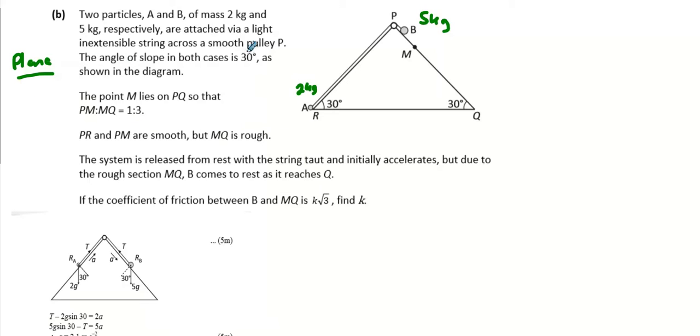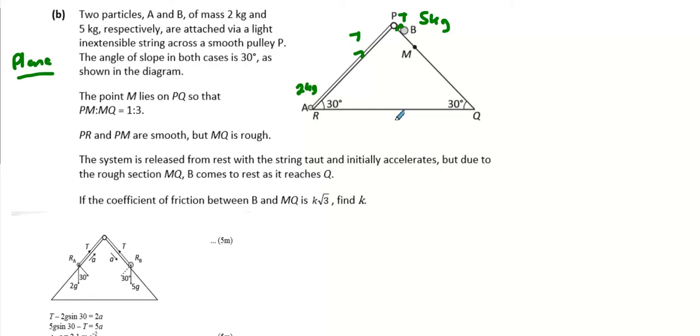Okay, the light and accessible string, so it's the same pulley, which means they have the same T value. Okay, that's all right. About 30 degrees is no bother. The point M lies on PQ, such that PM is 1 and PQ is 3. Okay, so one of them is 3 times longer than the other one.